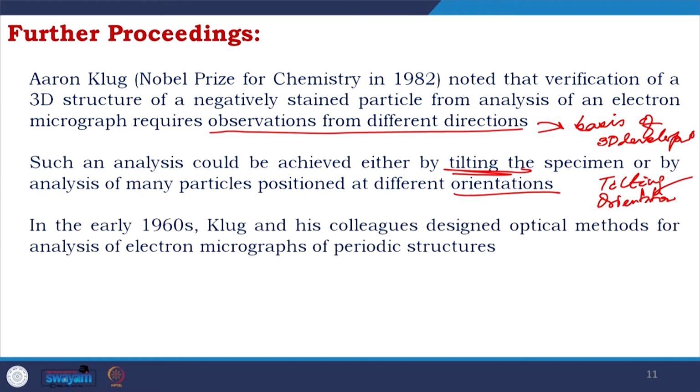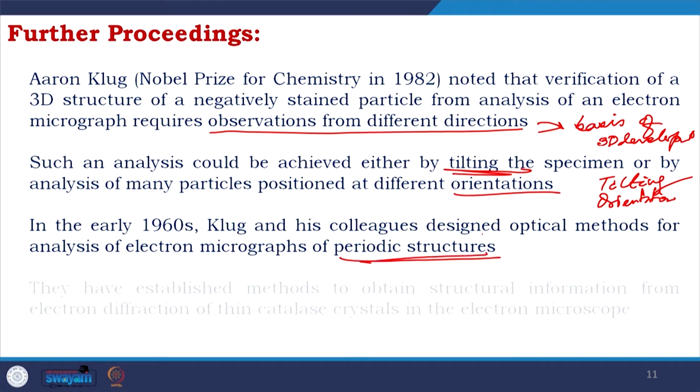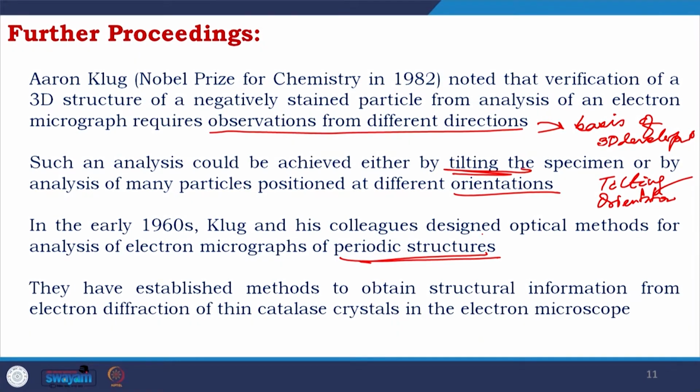In the early 1960s, Klug and his colleagues designed optical methods for analysis of electron micrographs of periodic structures. So, from periodic structures you could develop models. They established a method to obtain structural information from electron diffraction of thin catalase enzyme crystals in the electron microscope.